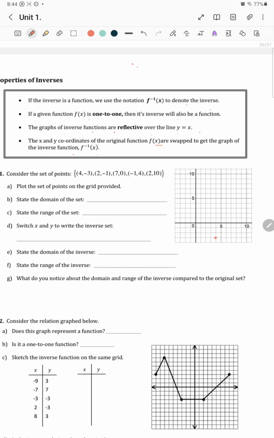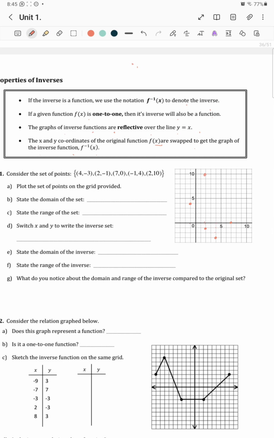(2, -1), (7, 0), (-1, 4), (2, 10). Okay, so these are the set of points that I have plotted on the graph. So what is the domain of this set of points?